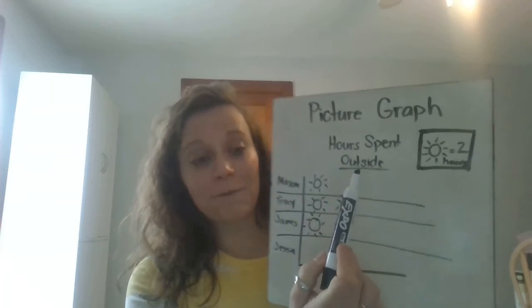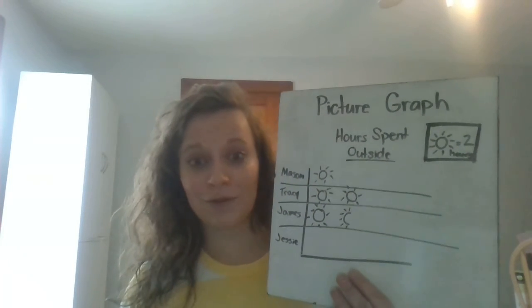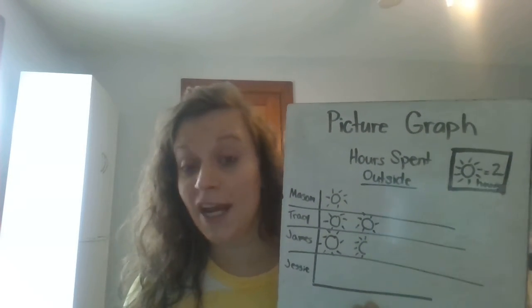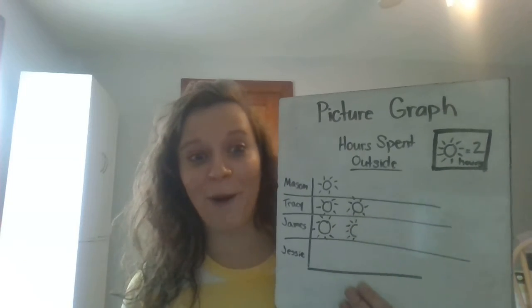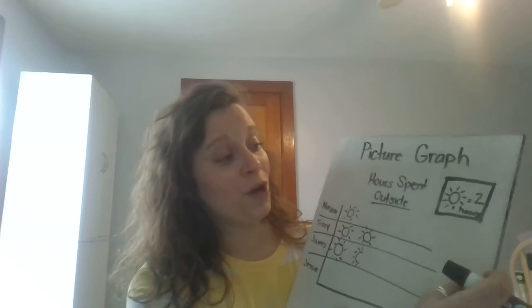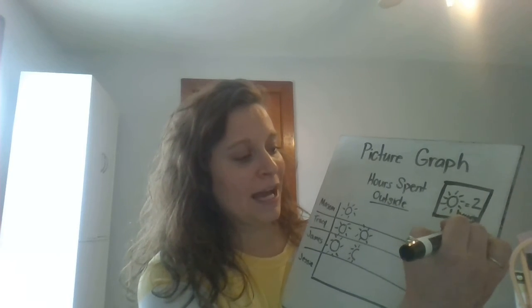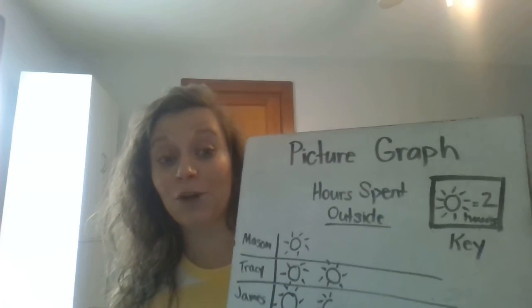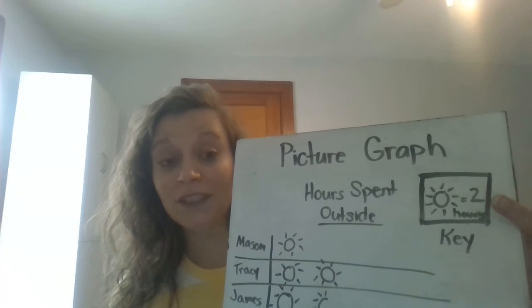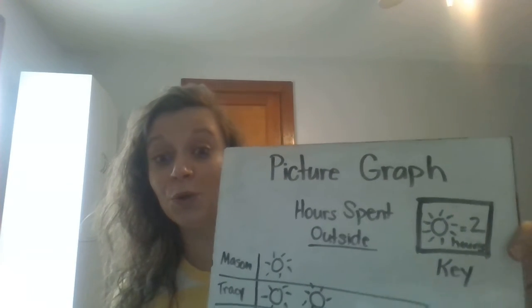So in this picture graph, we're looking at the hours spent outside during some of these days when you've got all kinds of school to do at home. But here's an important thing. Over on the side, we have what is called a key, just like a house key. But this key is going to tell you what the picture stands for. So a sunshine stands for 2 hours.